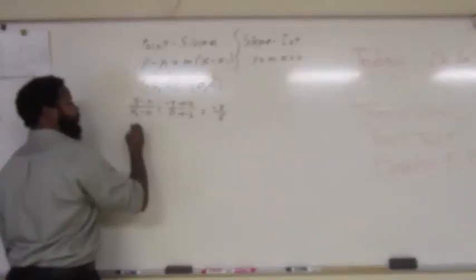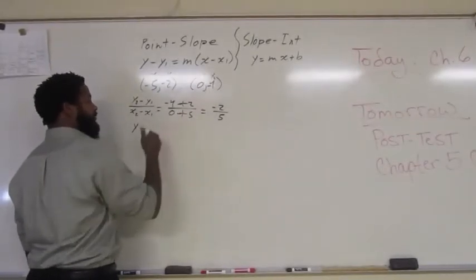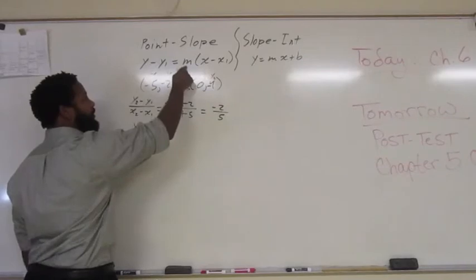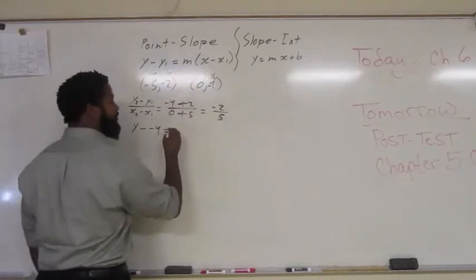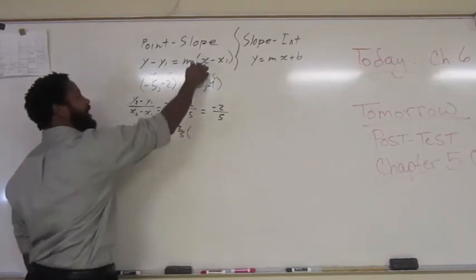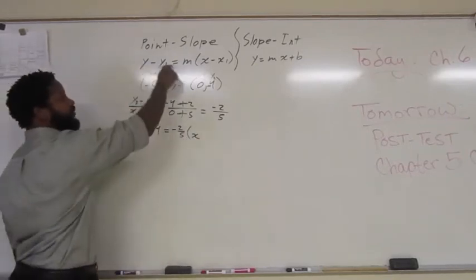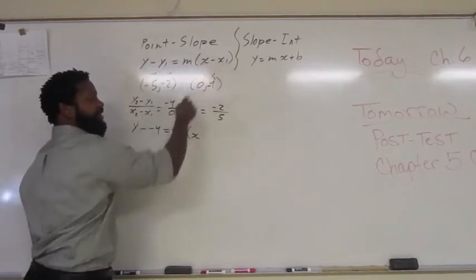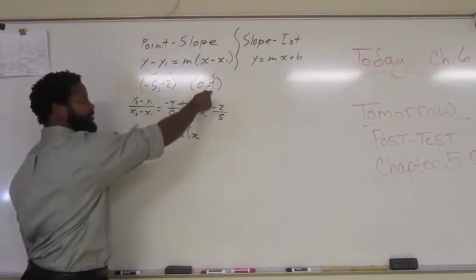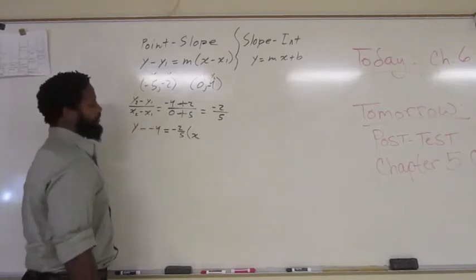So, y minus, if we're gonna use this one, this will be a -4. y minus -4 is equal to m. What is our m? -2/5, times x. Yes, because this is the formula: y minus y1, x minus x1. If it was a +4, it would just be y minus 4. There you go, okay?